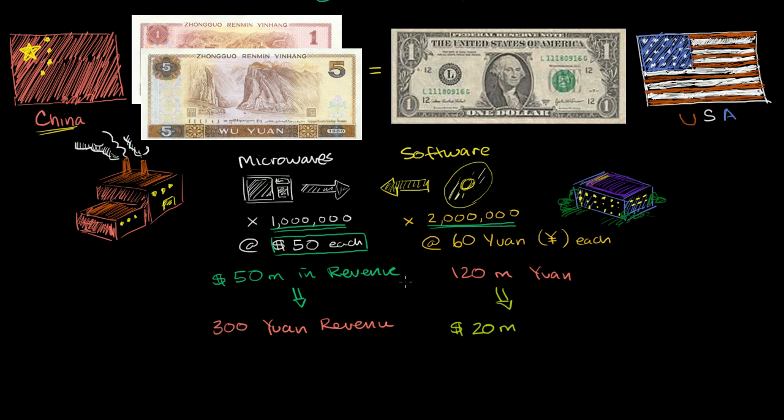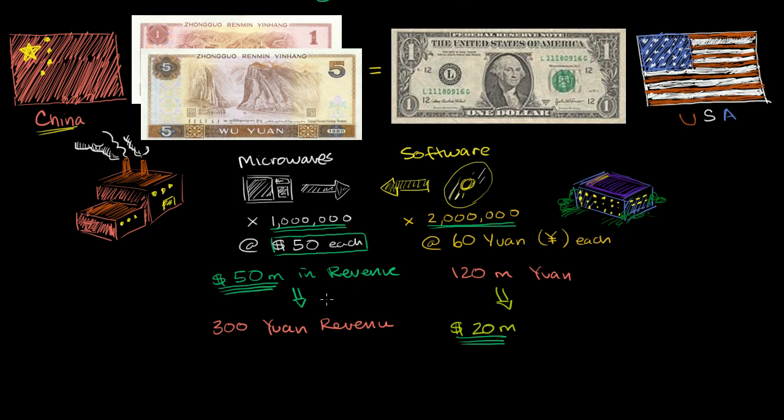Now, clearly, there's a trade imbalance if you look at it from either a dollar point of view or a yuan point of view. From a dollar point of view, the Chinese manufacturer is selling $50 million worth of stuff, while the Chinese are only importing $20 million worth of stuff. But let's think about what would happen to the exchange rate. Remember, these are the only people trading. These are the only people who are going to trade goods or currency.